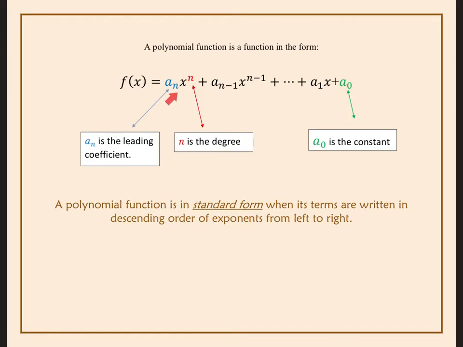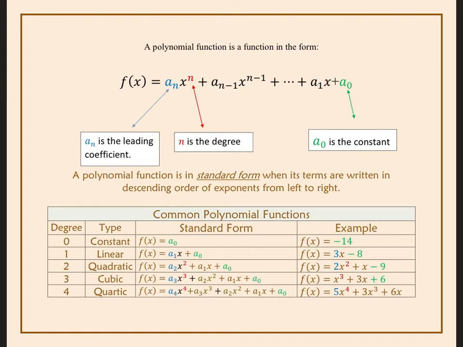be the most important. So a polynomial function is a function in this form, and I know it looks like it has a lot of letters, but a sub n is just your leading coefficient, and your highest degree is your n. Okay, so if they're out of order, we put them in order because a polynomial function is in standard form when its terms are written in descending order of exponents from left to right. That means we're going to put our highest exponent first. And so our highest exponent is our degree. And the coefficient that's in front of the x with the highest exponent, that's going to be our leading coefficient. This is going to help us decide what the graph is going to look like.